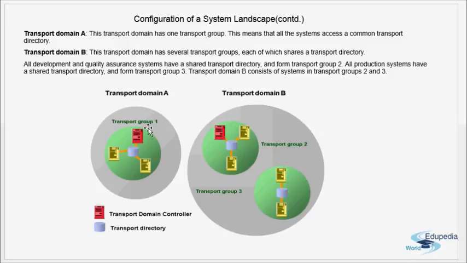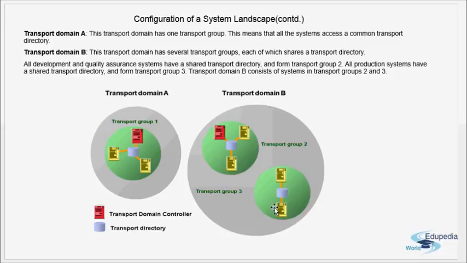Now transport domain B. Here we have two transport directories. The transport domain has several transport groups, each of which shares a transport directory. Here you have three systems accessing one directory and two systems accessing another directory, so we have two transport groups. All development and quality assurance systems have a shared transport directory and form transport group 2. All production systems share a transport directory and form transport group 3. Transport domain B consists of systems in transport groups 2 and 3.